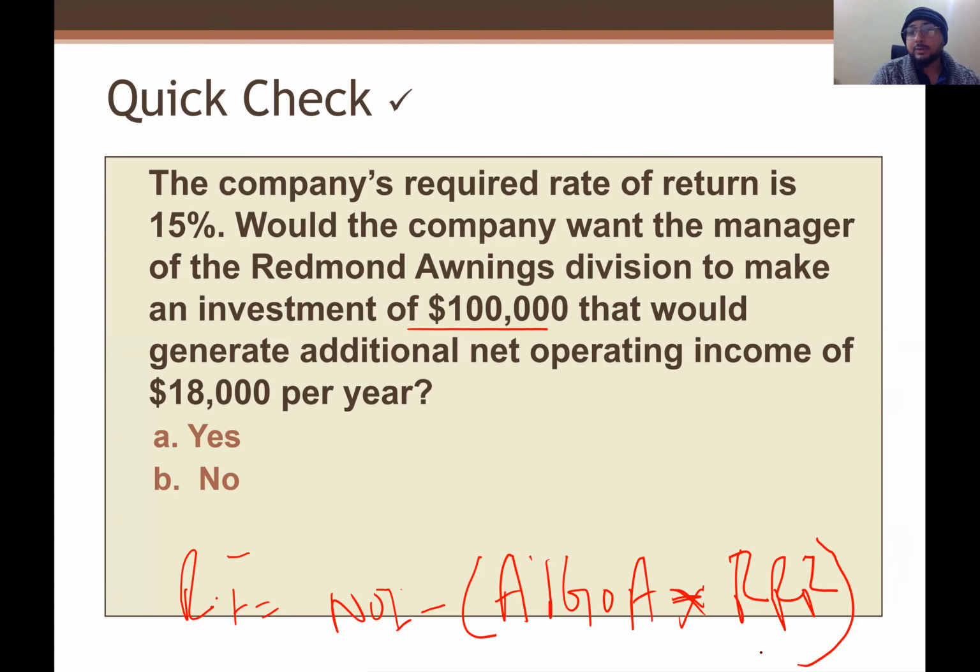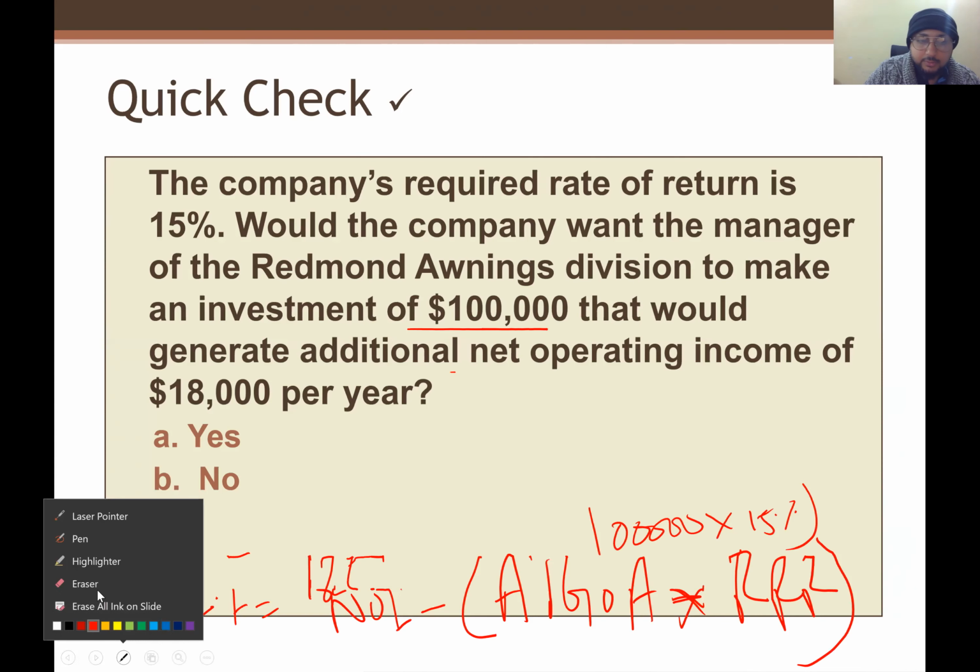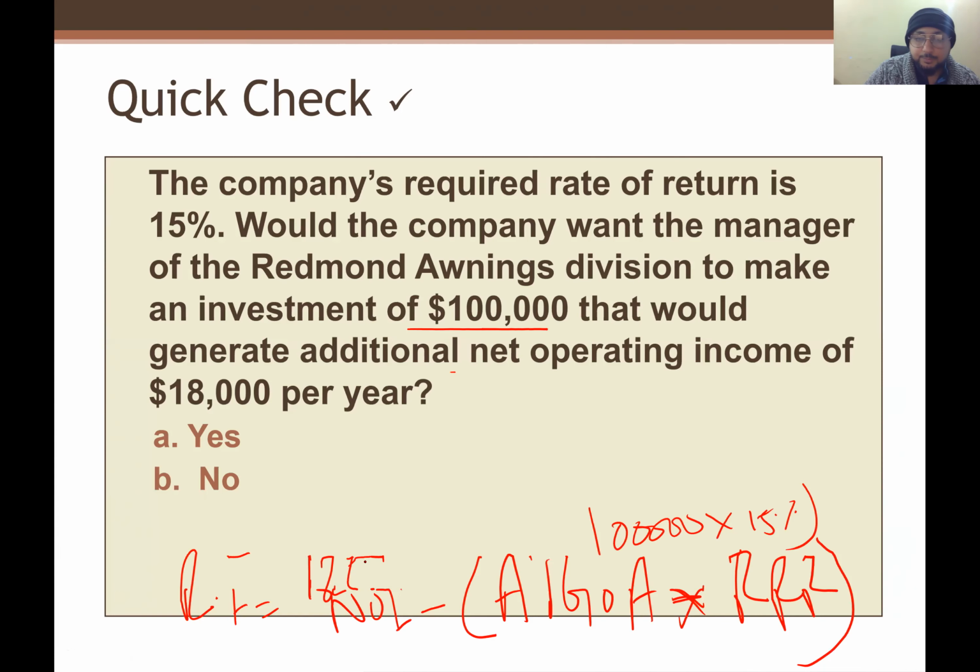So average assets right now are 100,000, and 15% is the requirement. NOI is 18,000. Does this generate a positive residual income or not? 18,000 minus 15,000, the answer is 3,000 positive.